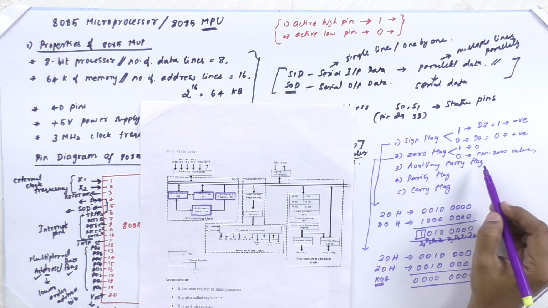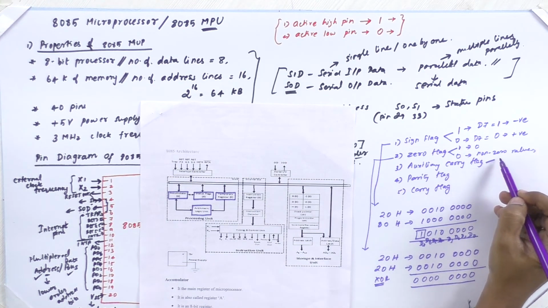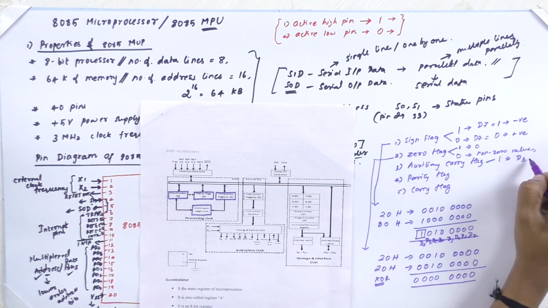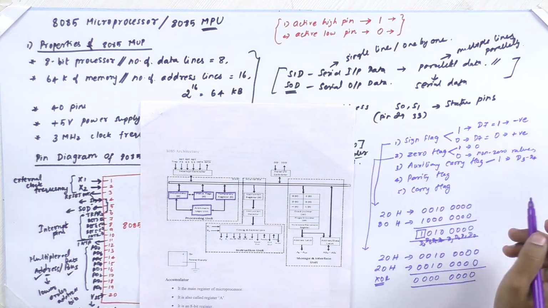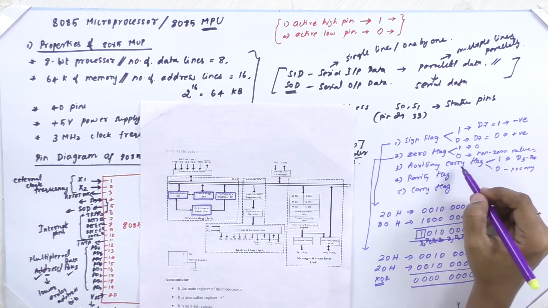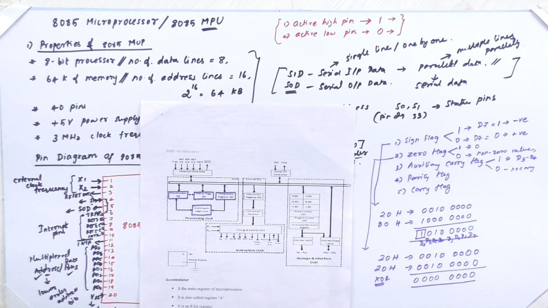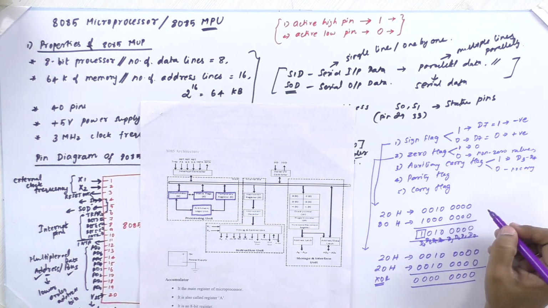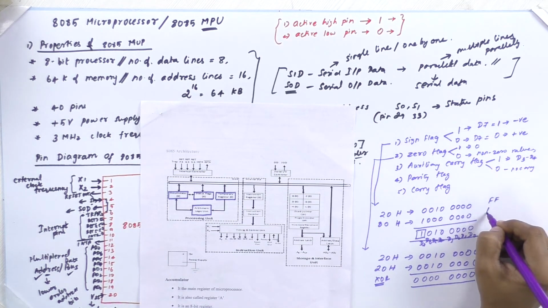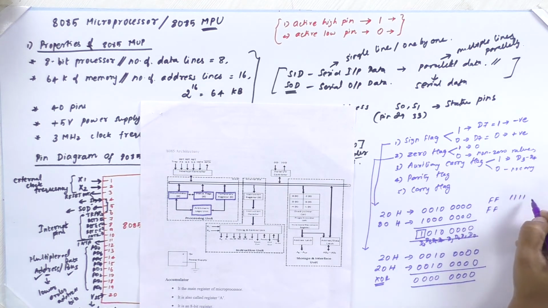Next is the auxiliary carry flag. This flag will be set to 1 whenever there is a carry from D3rd bit to D4th bit. If there is no carry, then this flag will be set to 0. For example, if you perform add operation between FF and FF, 1 1 1 1 1 1 1 1 and 1 1 1 1 1 1 1 1.